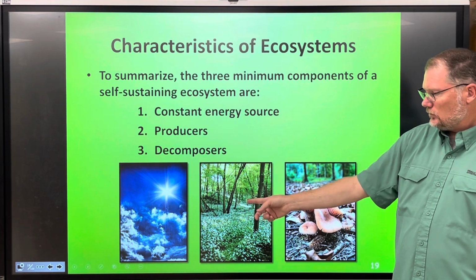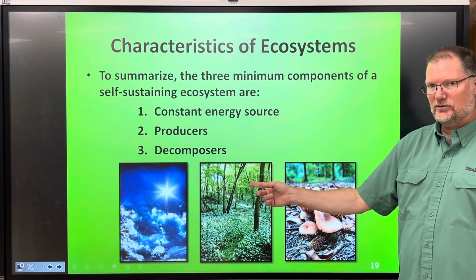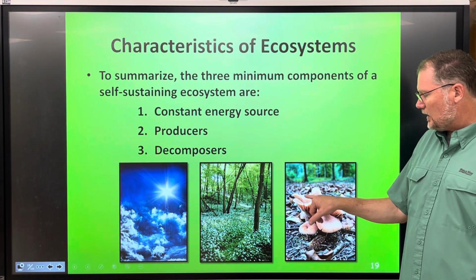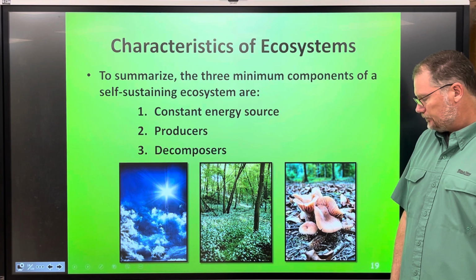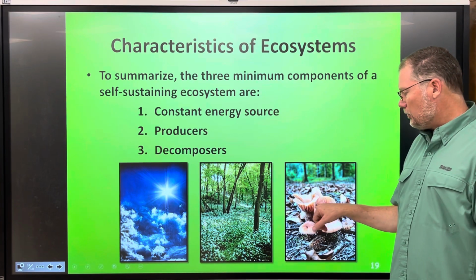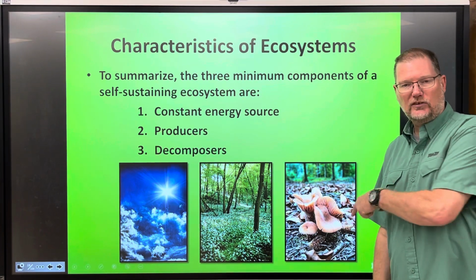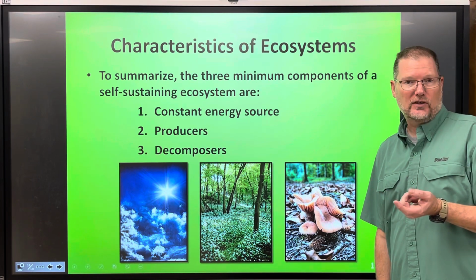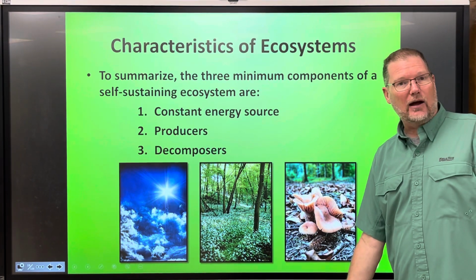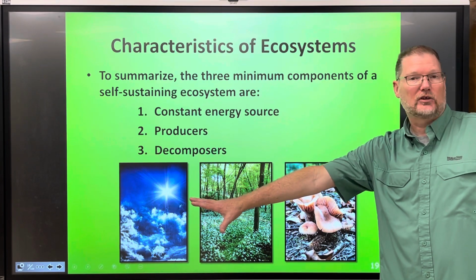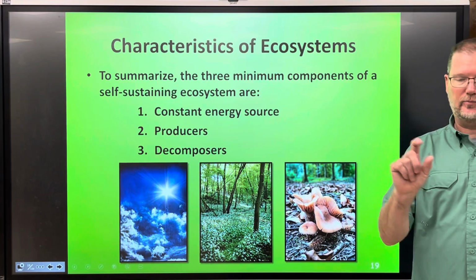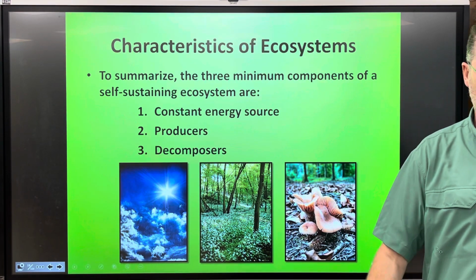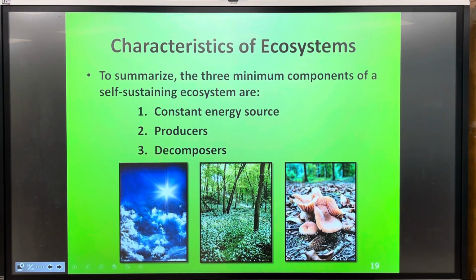Producers, plants. So here we have a forest. And then decomposers, and that's just a mushroom. When you see a mushroom, that's only the reproductive part of the organism. Most of the organism is underground, spread out really, really far. And that's just the reproductive part coming up that has spores that blow in the wind and grow elsewhere.